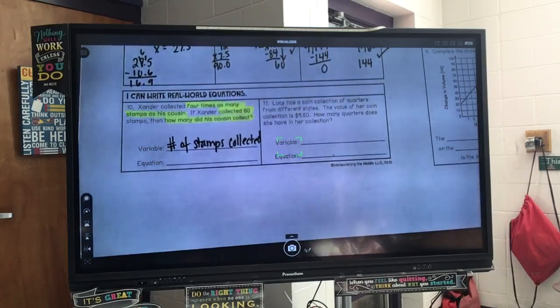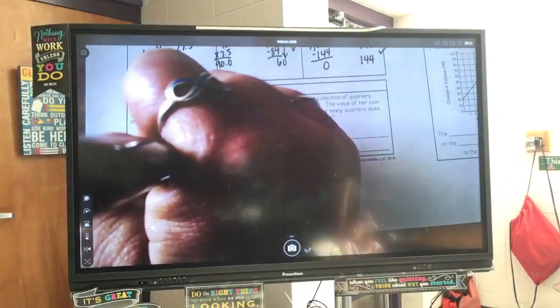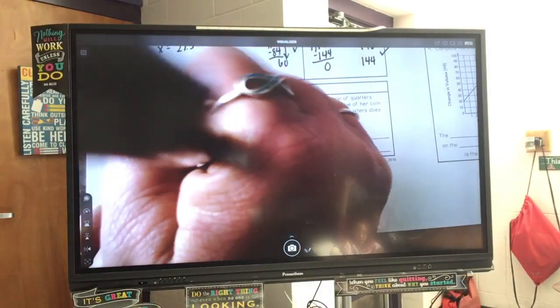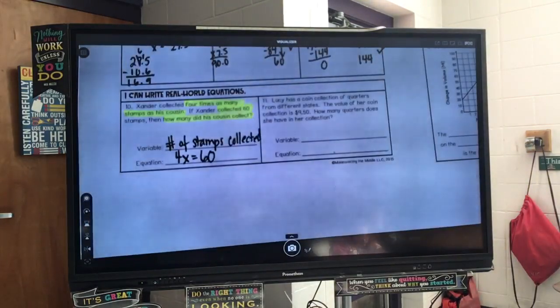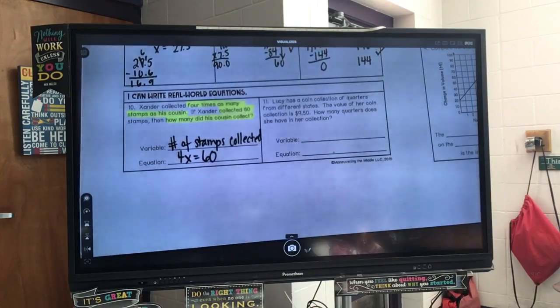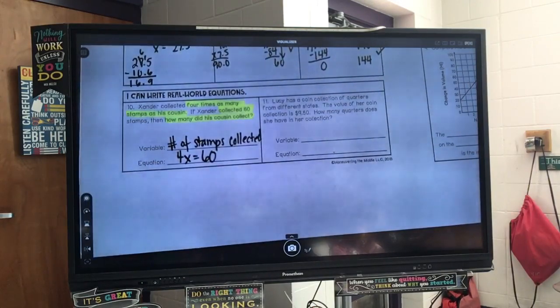4 times x equals 60. Yes, so 4x equals 60, because in order to figure this problem out, you do division. So try to think of it like that when you're completing equation problems.